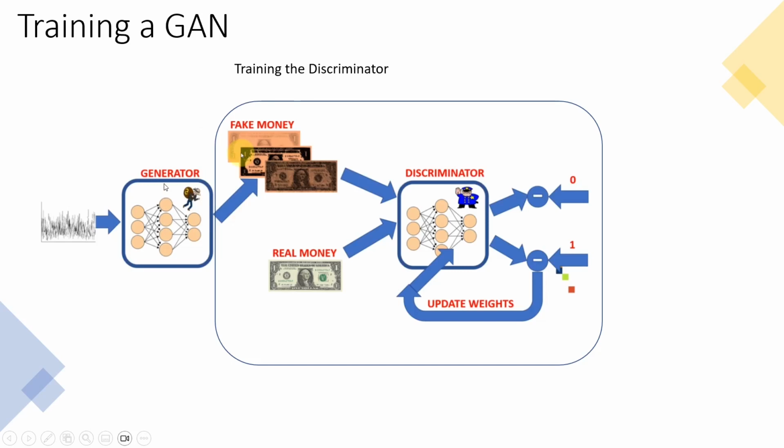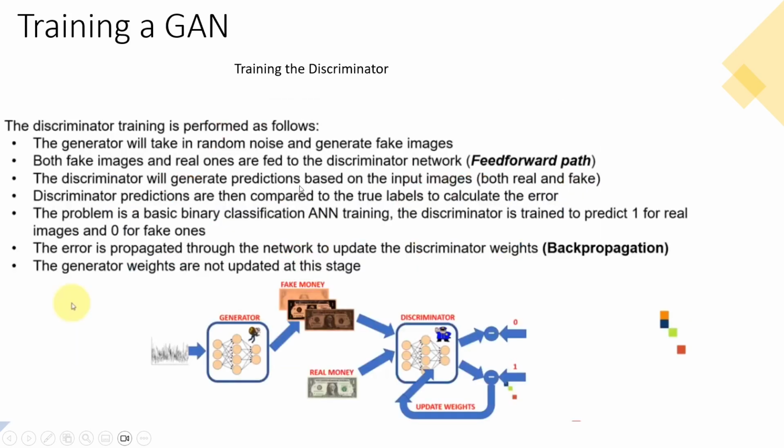That's not true for the generator. The generator's weights are updated by just using the feedback from the loss of fake images. So the discriminator training is performed as follows. The generator will take in random noise and generate fake images. That's the first thing. The generator needs to generate fake images. Both fake images and real ones are fed to the discriminator network.